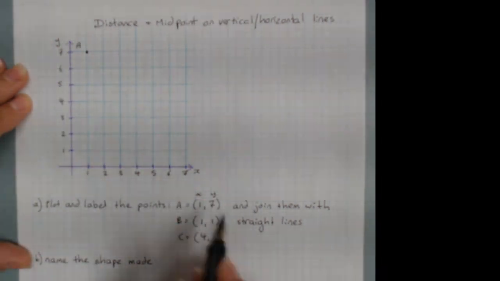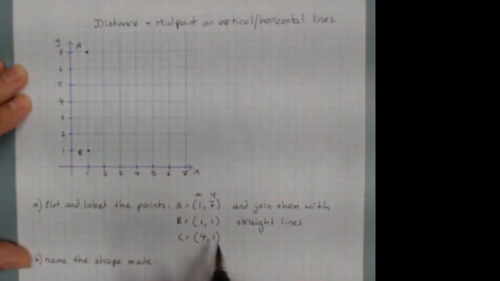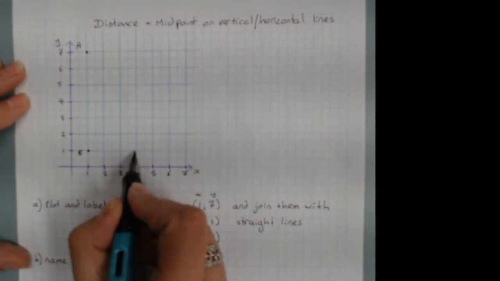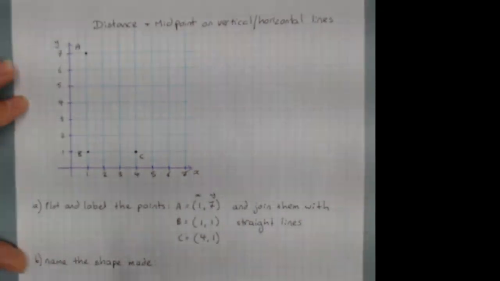B, 1, 1. 1 on the x, 1 on the y, label it B. C, 4, 1. 4 on the x, 1 on the y, label that C. Join these with straight lines. Use a ruler anytime we're doing straight lines.